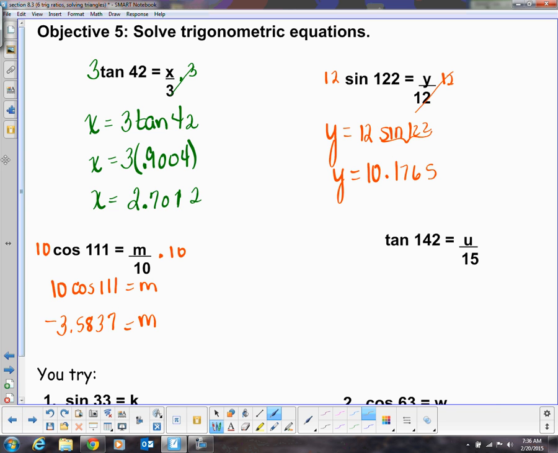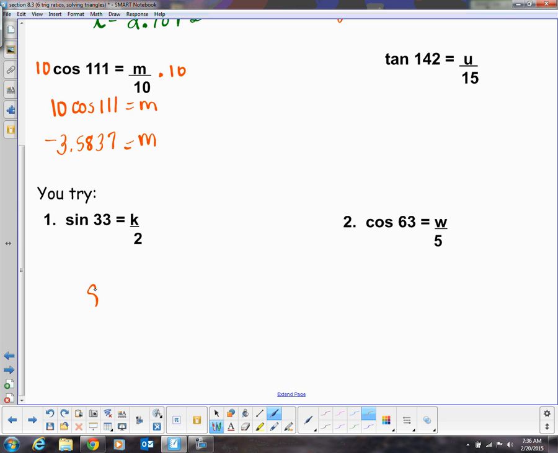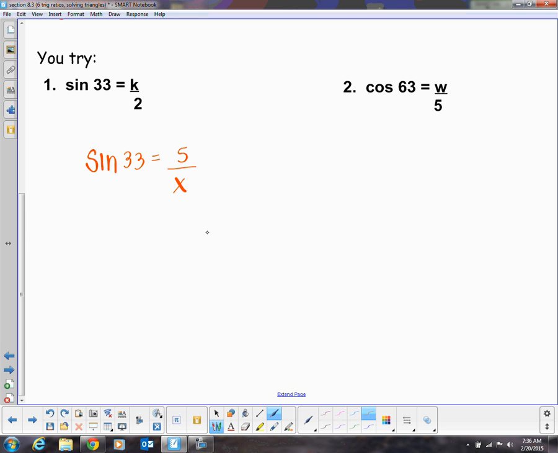No, we're going to go back to this page. Because what would happen if I have sine 33 equals 5 over x? Now what happens?